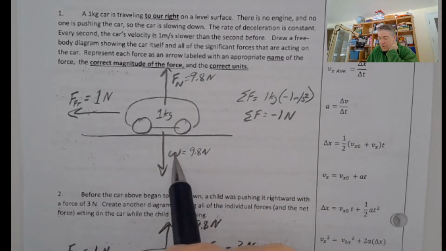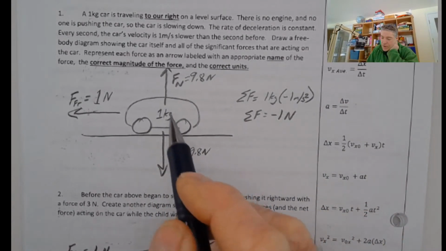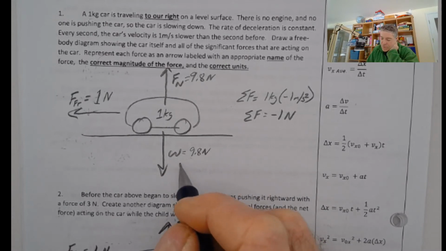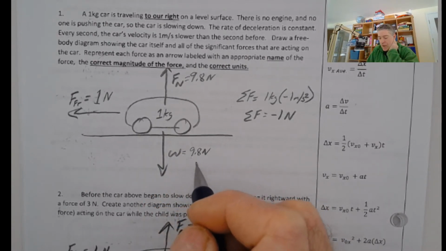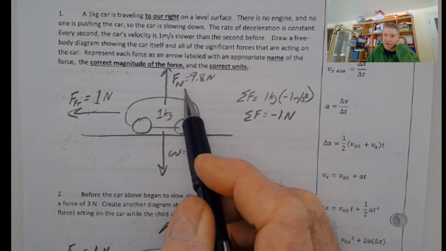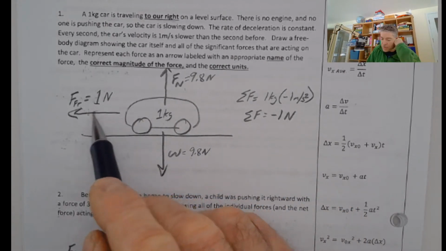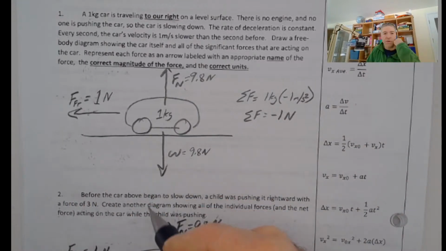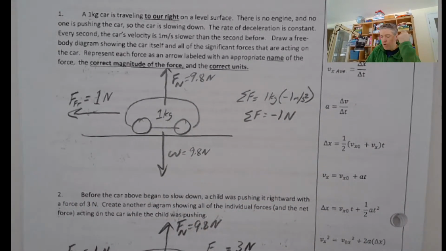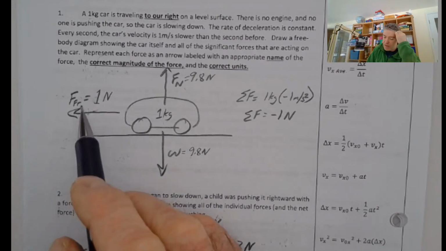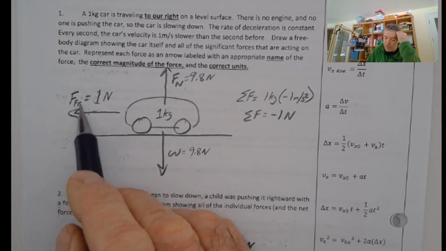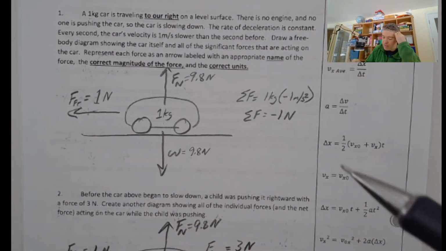So we've got to draw all the individual forces and the net force. It's 1 kilogram, which means the weight is 1 kilogram times 9.8 m/s², and the normal force is the same. And since it's slowing down, there's got to be some force to the left. What else would it be other than friction? It could be drag. I guess we'd call it drag, but whatever. Whether you call this friction or drag, there's some force to the left.